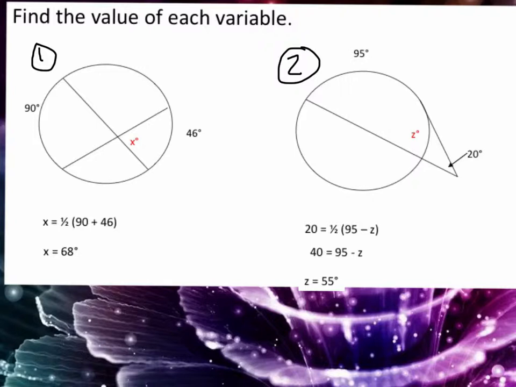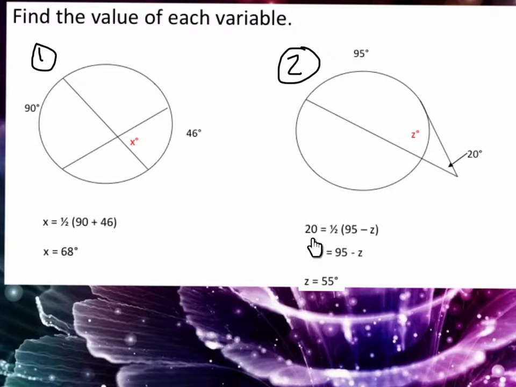Okay, for the first example, remember you're going to add the two arcs and then divide that by 2. So we got x to be 68 degrees. And on this one, it's a little bit different. You're not looking for the 20 degrees, this angle on the outside. You're actually given that. So when given, you just plug the same information into the formula.